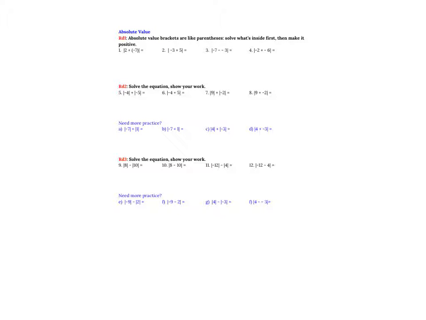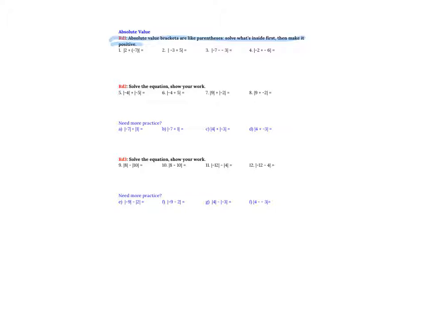Hey everybody, let's go ahead and take a look at this right here. Round one, absolute value brackets are like parentheses. Solve what's inside first. I should have put a period right there because that's the only thing they have in common with parentheses. Solve it first, but it's absolute value, so then whatever you get, you have to make it positive. And the reason you make it positive is because these absolute value brackets basically are asking you, what is the distance of this number away from 0 on the number line?